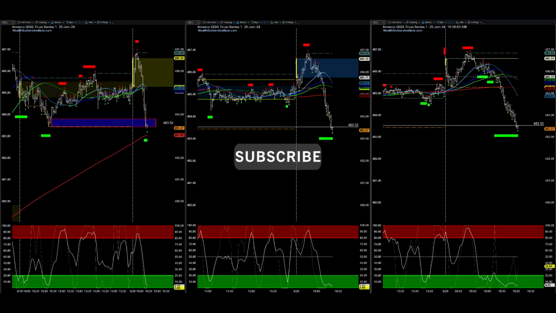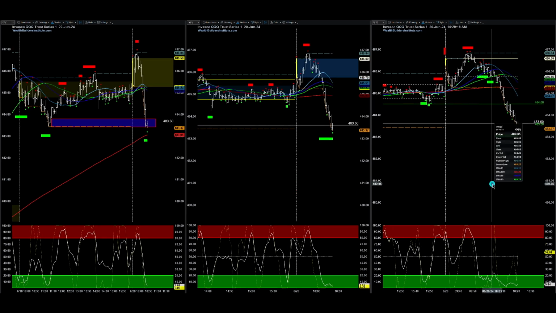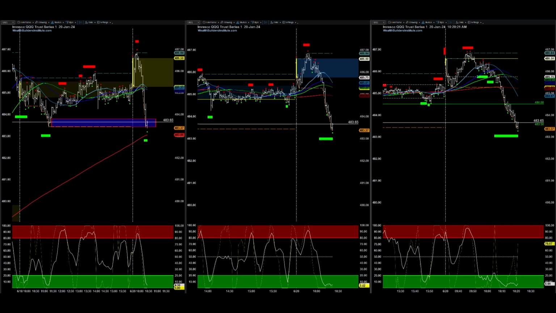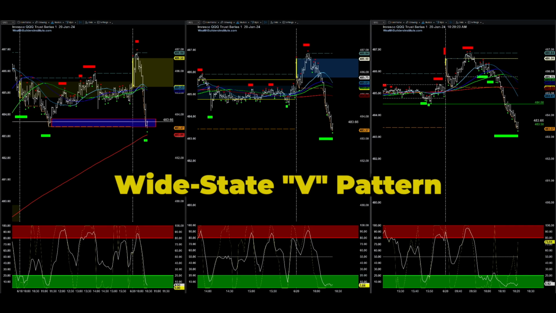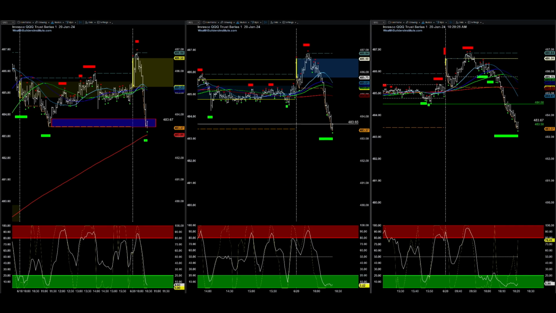Order fill. The reason why we took this trade was a wide state V pattern. Now we expect the price to go $1. After it moves $1, we will assess and lock in some profits at that point, but this has a very high probability this price will return back to the 200 moving average on our 1-minute chart.